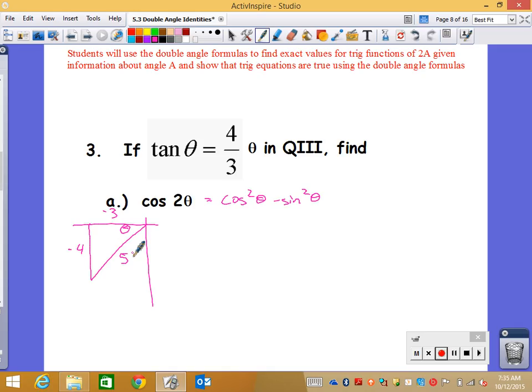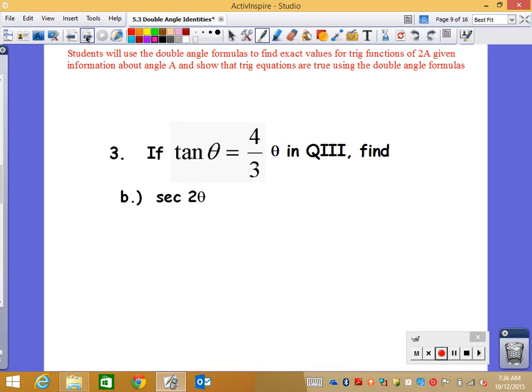Now I can figure out what cosine theta and sine theta are. Cosine theta is adjacent over hypotenuse, so this is negative 3 over 5 squared, minus sine squared theta, negative 4 over 5 squared. So I get 9 over 25. I'm squaring a negative, so it's positive. Minus 16 over 25. Or when I simplify, negative 7 over 25. So the cosine of 2 theta is negative 7 over 25.